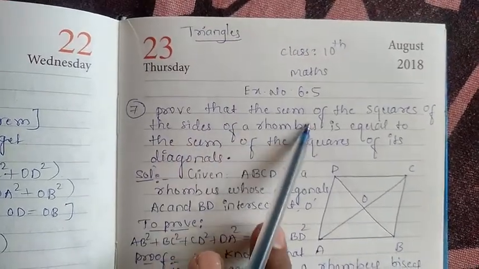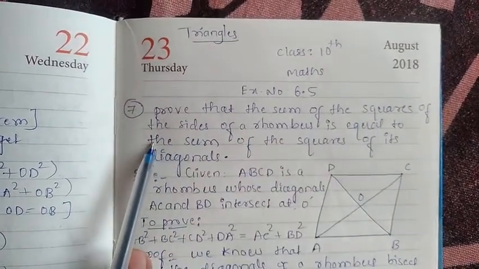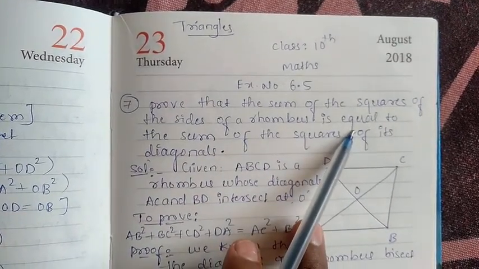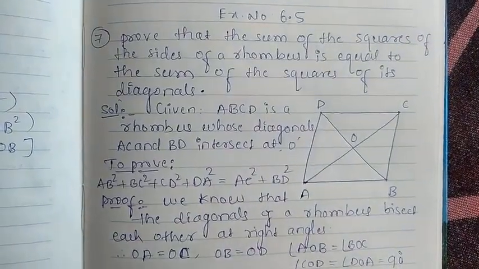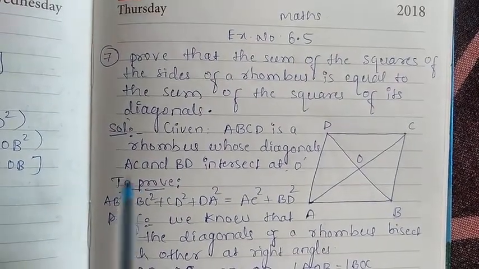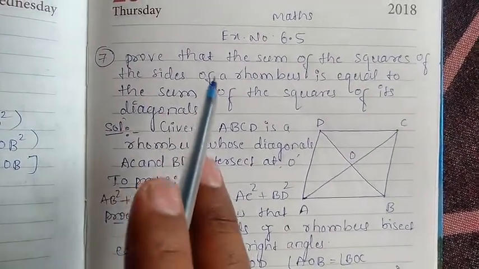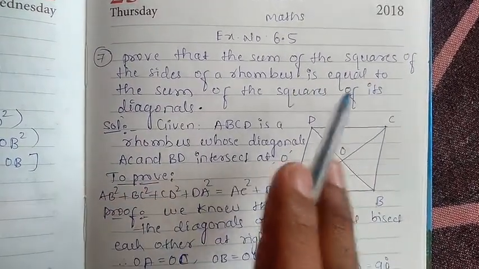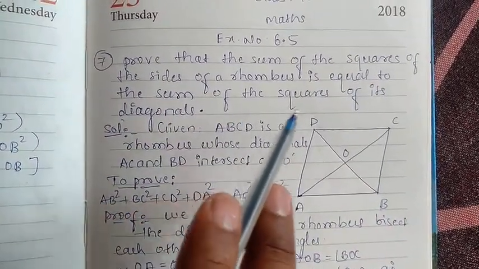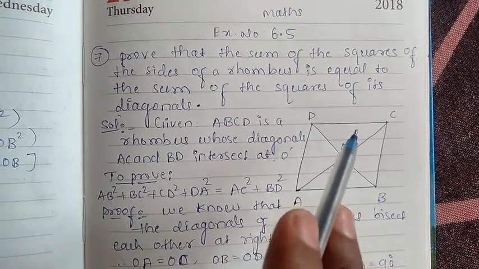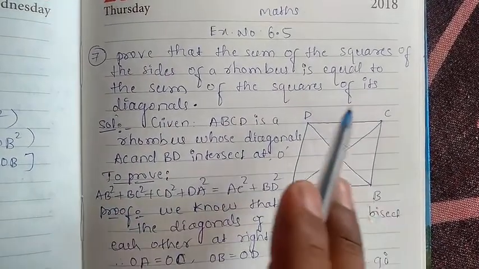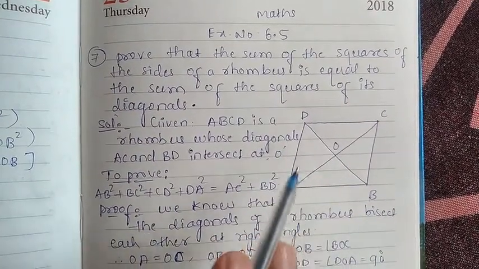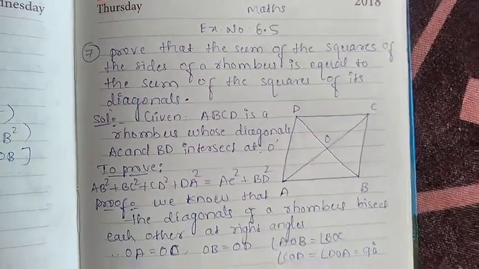Prove that the sum of the squares of the sides of a rhombus is... see, a rhombus is given. You know that a rhombus has all sides equal and opposite angles equal, but here, the sum of the squares of the sides of the rhombus is equal to the sum of the squares of its diagonals. So you have to prove that the sum of the squares of the four sides of the rhombus is equal to the sum of the squares of these two diagonals.